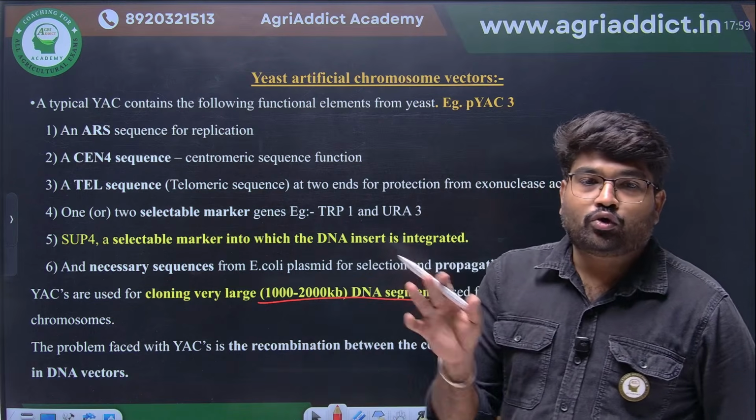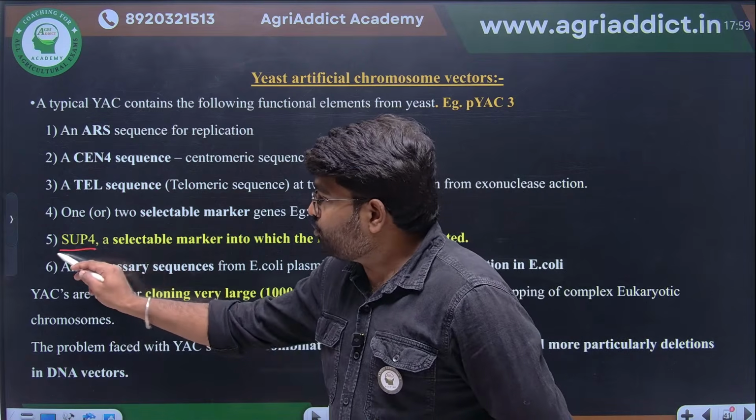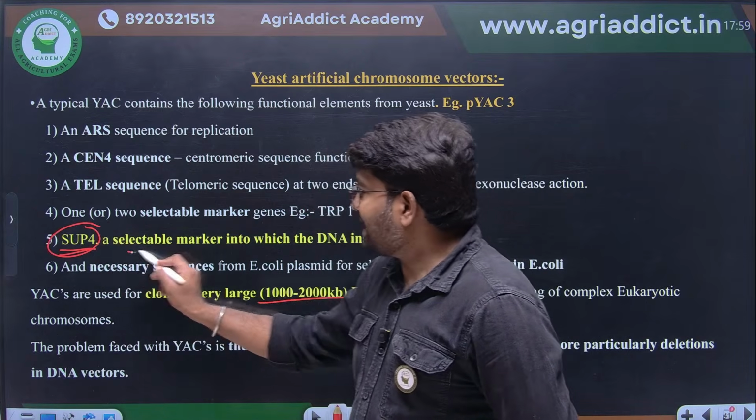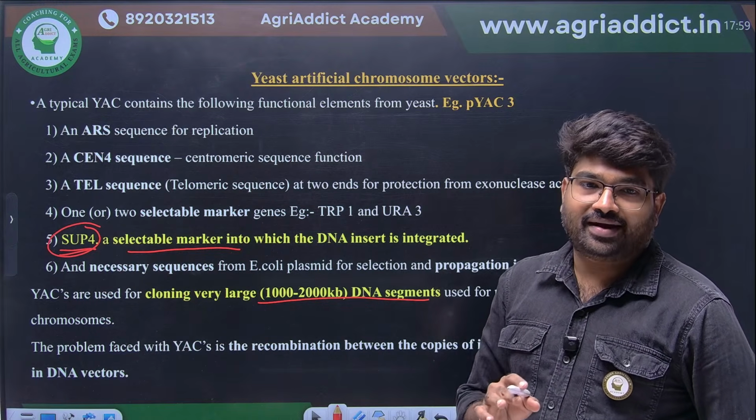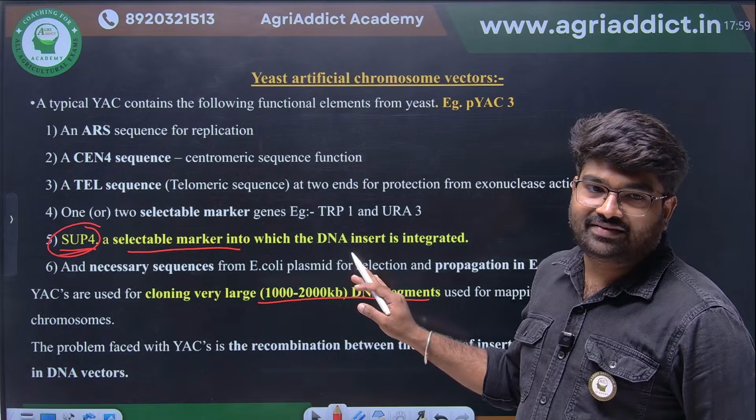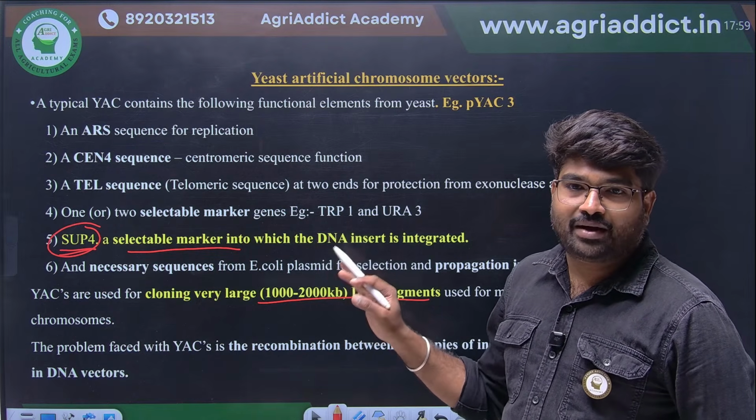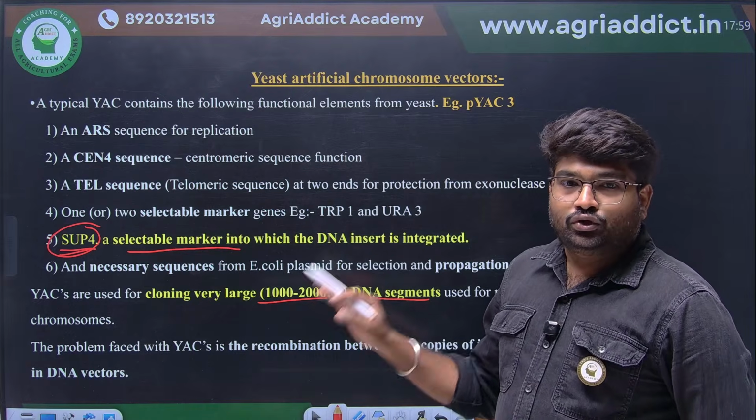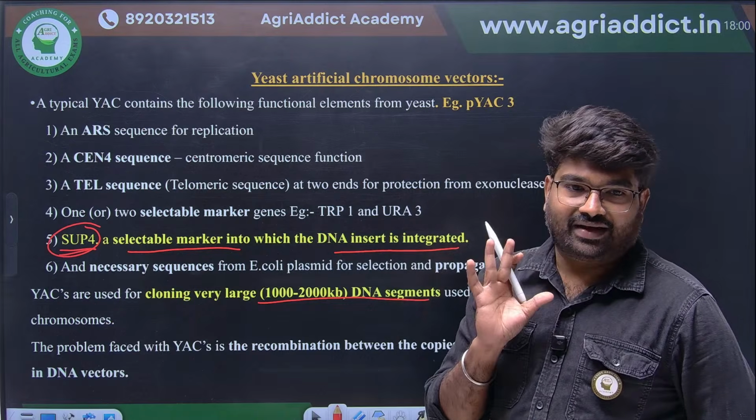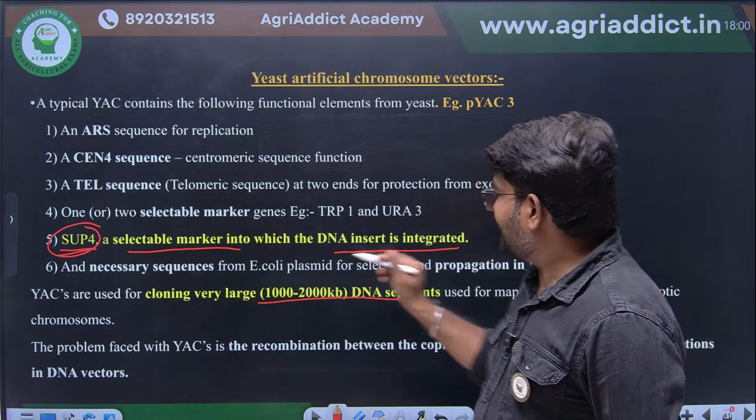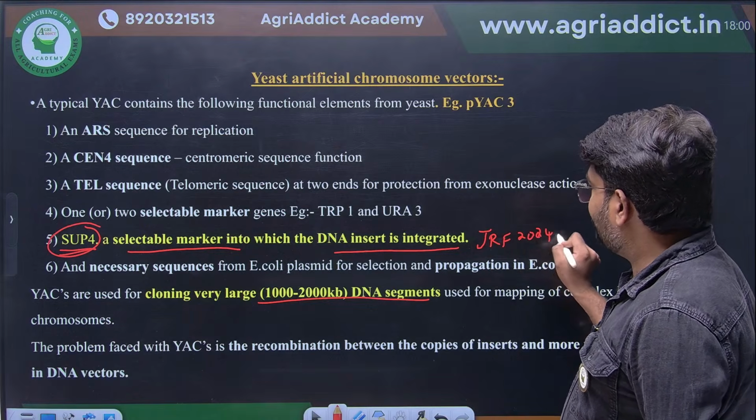Then another most important thing they have asked: SUP4. This is the selectable marker used for screening the recombinant in YAC vectors. Clear? SUP4 is a selectable marker used for selecting the recombinant in YAC vector. These are the key points. This they have asked in JRF 2024. That's why I have highlighted here.